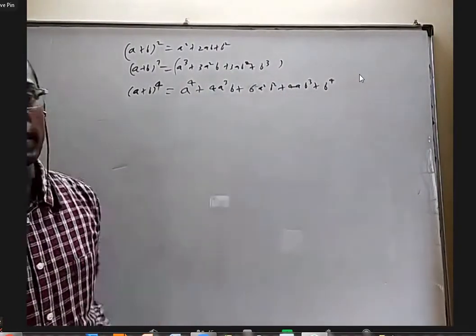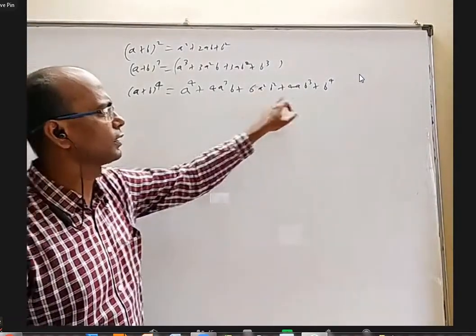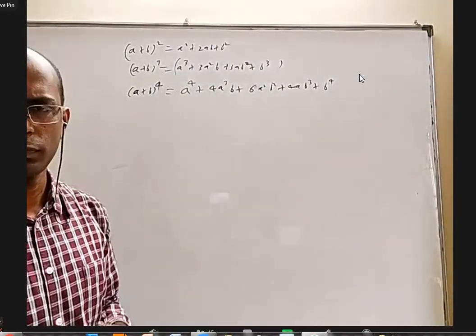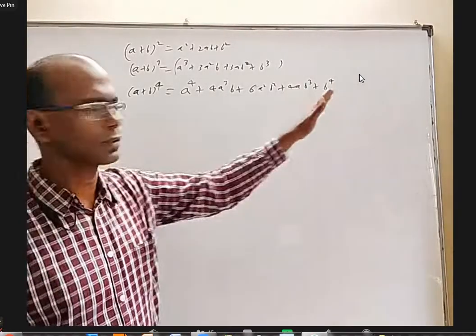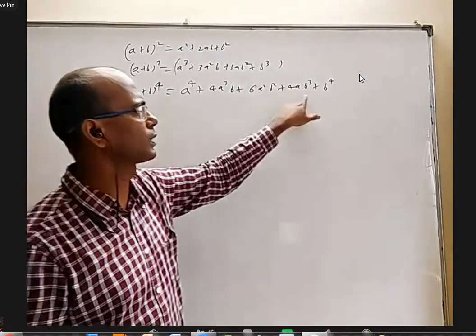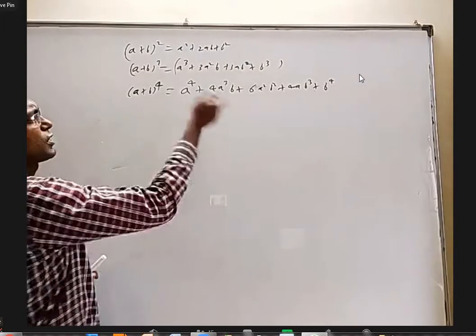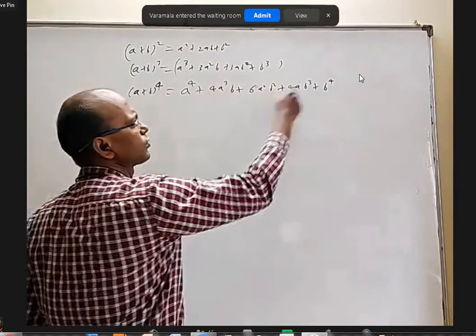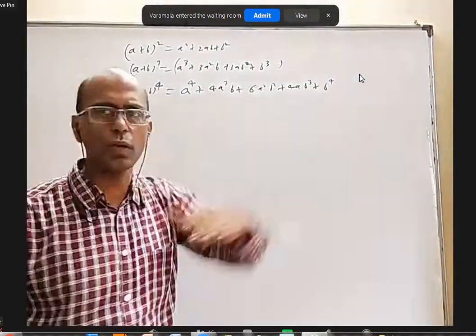I want you to see a pattern. Here you got a power 4, but here a cube, here a square, here a, and here no a at all. That means the power of a is decreasing, or not? Yes, sir. And the power of b is increasing. Here power of b is not there, here power of b is 1, here 2, here 3, and here 4. The power of b is increasing. And every time the sum of the powers is 4. Here only 4, here 3 plus 1 is 4, here 2 plus 2 is 4, 1 plus 3 is 4, and so on. Of course, all these coefficients come from something called Pascal's triangle.